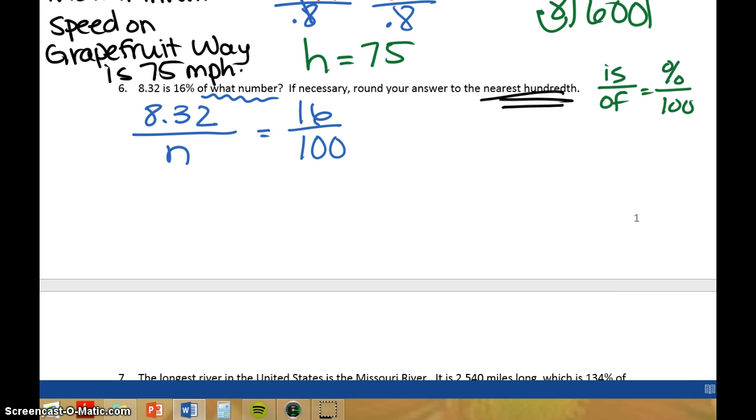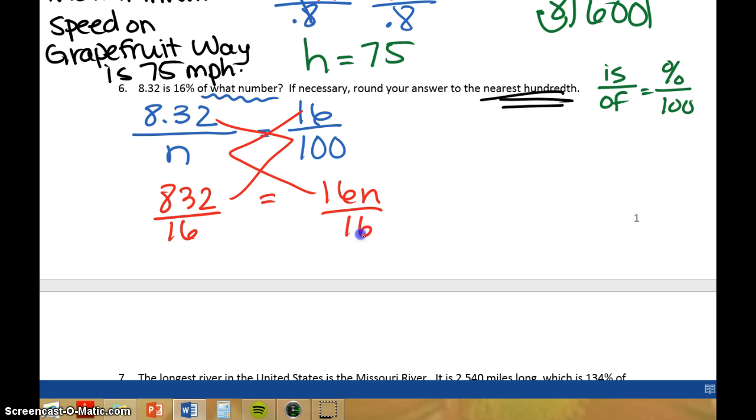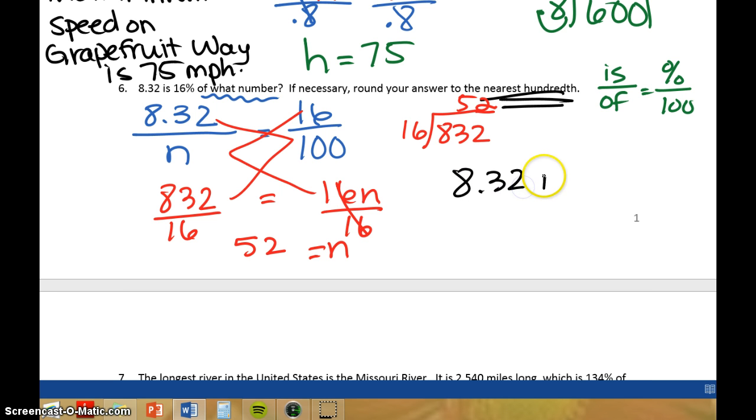So now I'm going to use my shoelace method, the cross products, and 832 equals 16n. Now I'm dividing both sides by 16 to get n all by itself. So those 16s cancel. When I divide 832 by 16, we put the 832 inside of our division house, we end up getting 52. So n equals 52. So our answer should say 8.32 is 16% of 52.